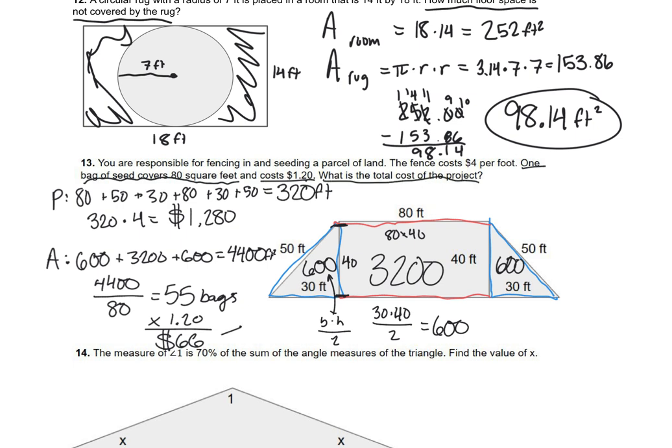Well, we have our two costs, 66 for the seed, 1,280 for the fence. Add them both together. We are going to get an answer of $1,346 in total.